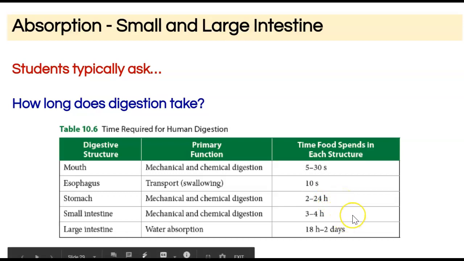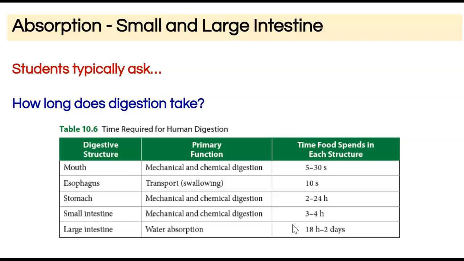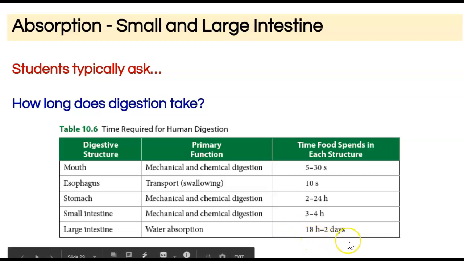Same with the small intestine. So about 3 to 4 hours for food to move through by peristalsis through your small intestine where nutrients get absorbed, and then eventually into your large intestine where the primary function is water absorption, and that takes anywhere from a day and a half to 2 days typically.